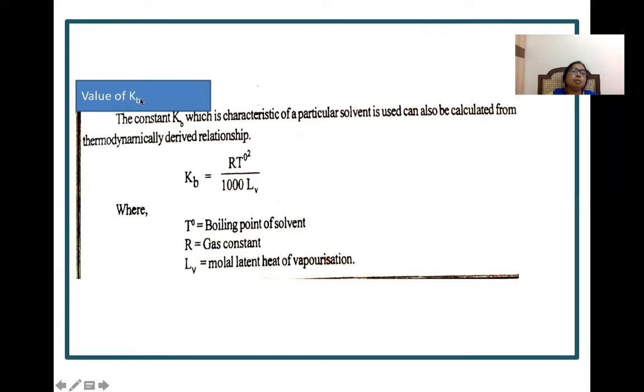Value of Kb. The constant Kb, which is characteristic of a particular solvent, can also be calculated from a thermodynamically derived relationship. Kb is equal to R T naught square by 1000 LV, where T naught is the boiling point of solvent, R is the gas constant, LV is the molar latent heat of vaporization.